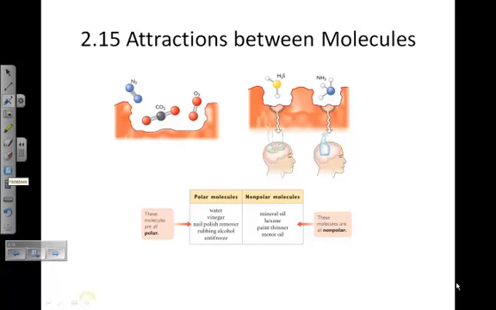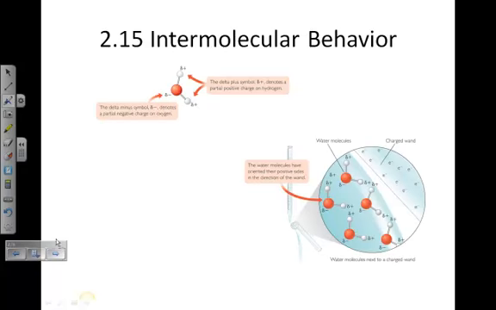This list shows us that all of these are polar: water molecules, vinegar, nail polish remover, rubbing alcohol, and antifreeze. Then there are the nonpolar molecules, which look like mineral oil, hexane, paint thinner, and motor oil. Let's look at the difference.